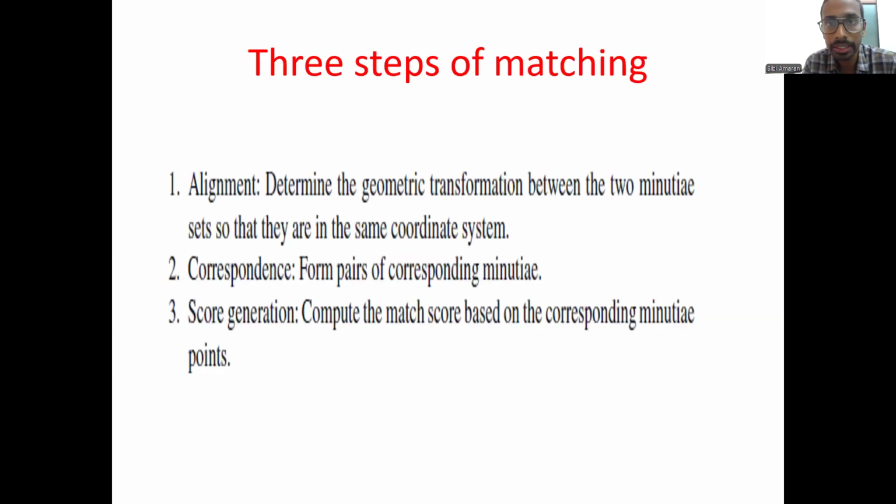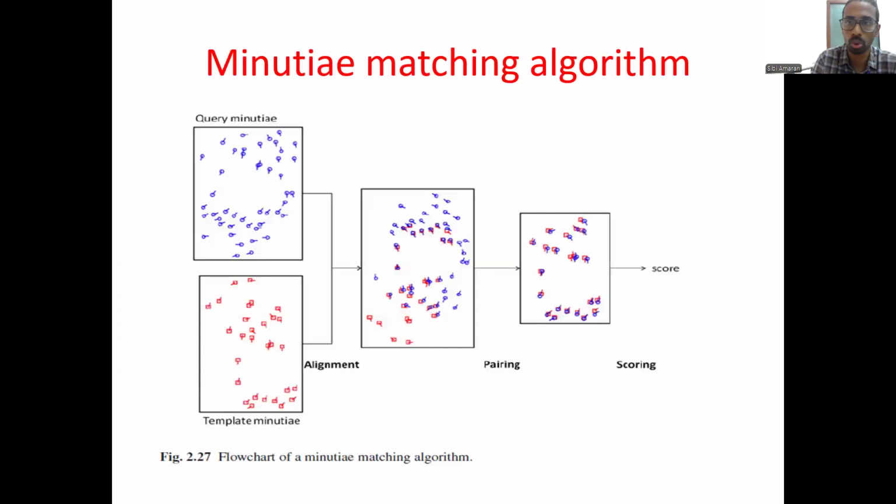Now, there are three steps available in the matching. First is the alignment, second is the correspondence, and third is the score generation. Now, I already said we are discussing the fingerprint. So if a feature extraction is made, we will always be using the minutiae matching algorithm. With the minutiae algorithm, automatically your input will be captured through the ridges, not through the valleys.